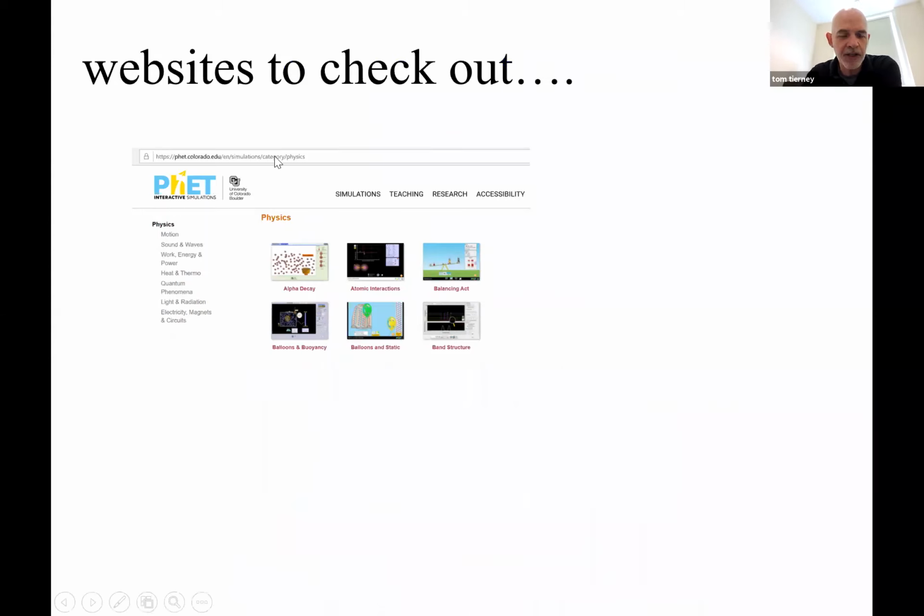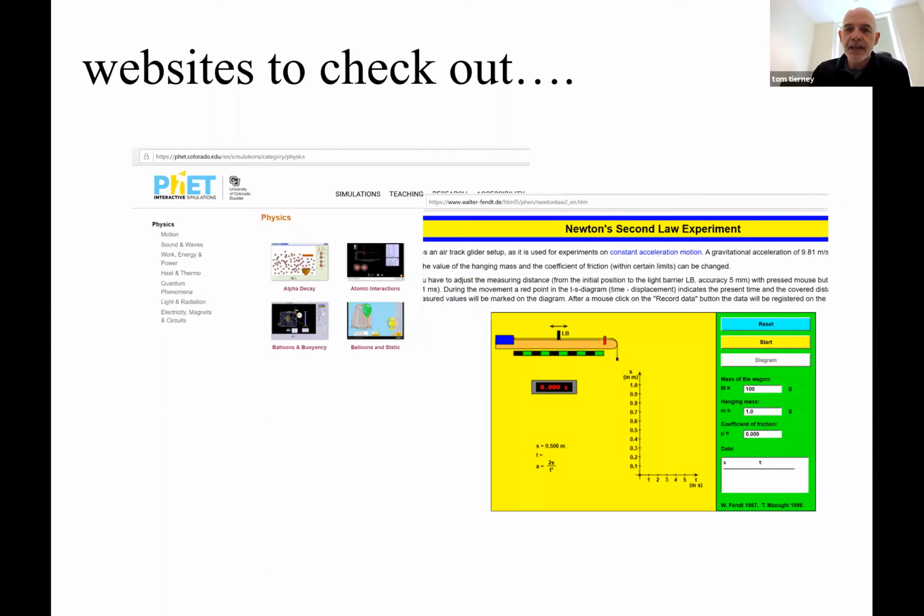You can see there's a long address there, but really if you Google PhET, it's the first link that will come up, and they have loads of great interactive simulations of pretty much all the core concepts relating to physics at this level and a bit beyond this level, as well as some relating to chemistry, biology and maths.